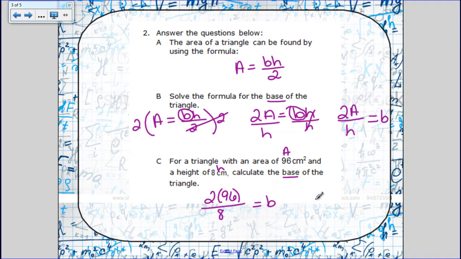And I get that 24 centimeters is the base of my triangle. So I rewrote my equation so that the base was by itself, and then I used that rewritten equation to find the base.